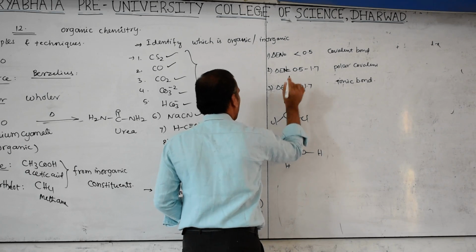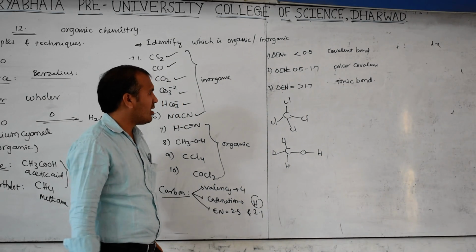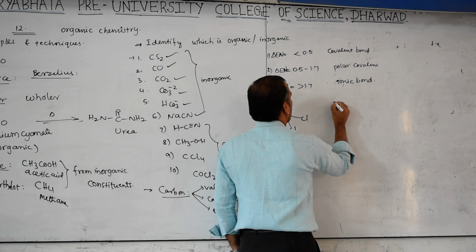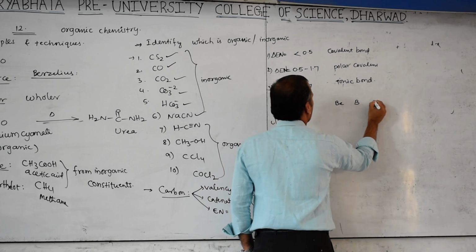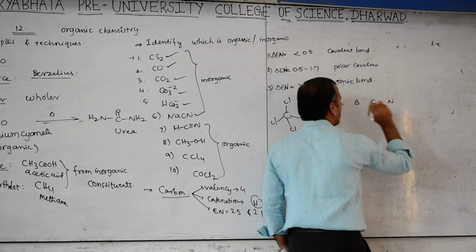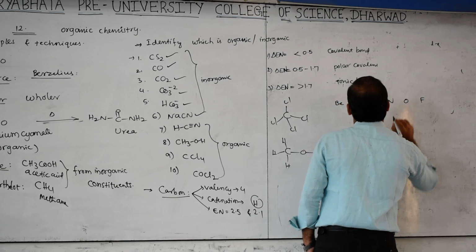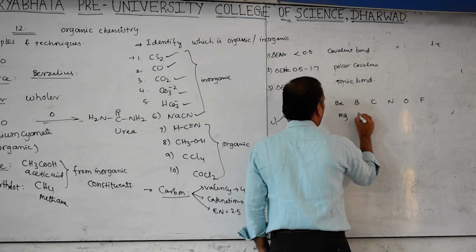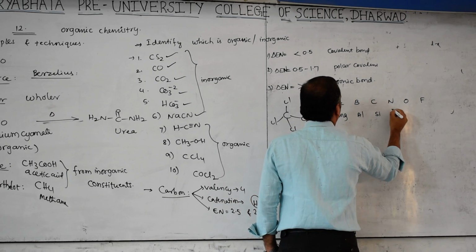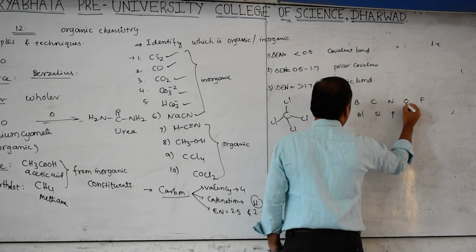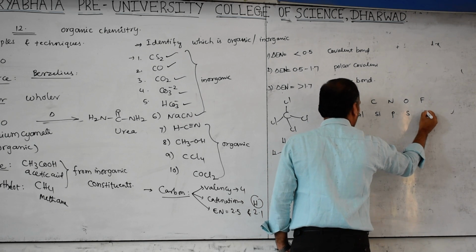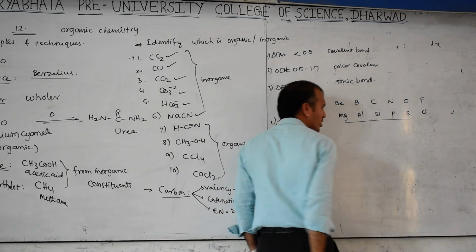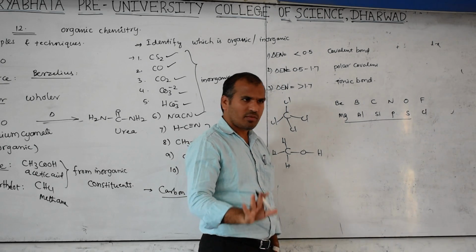Difference in electronegativity. Then you may know the second-period elements: beryllium, boron, carbon, nitrogen, oxygen, fluorine. Below beryllium, what is that? Magnesium. Below boron, aluminium. Below carbon, silicon. Next, nitrogen, here phosphorus. Then sulfur, and halogen here, chlorine. These are rarely involved in our organic chemistry. Involvement is there, but rare.